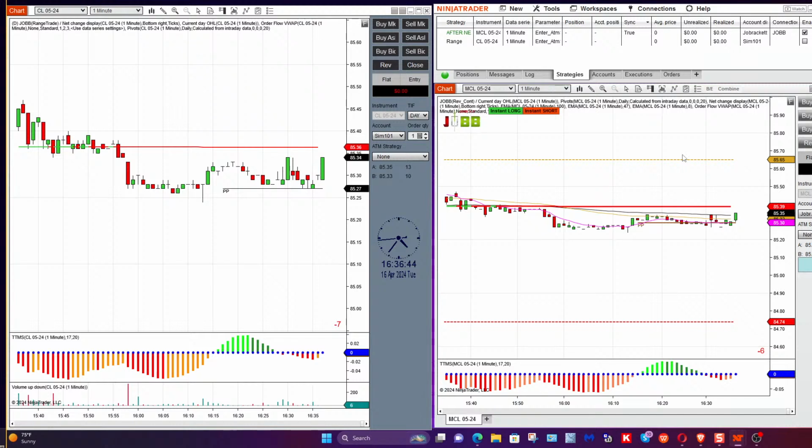Price is moving up a little bit. Does the market know something we don't know? I don't think so. The all-knowing market.